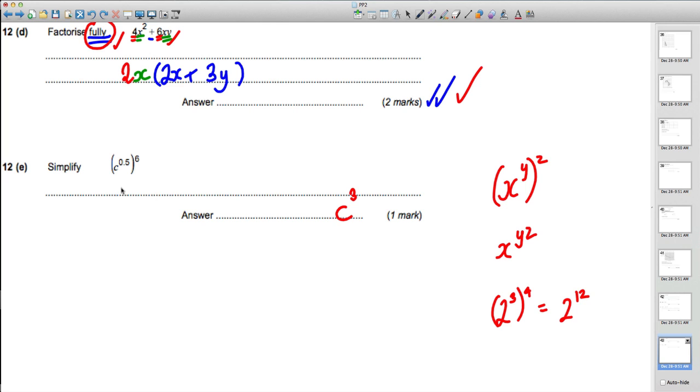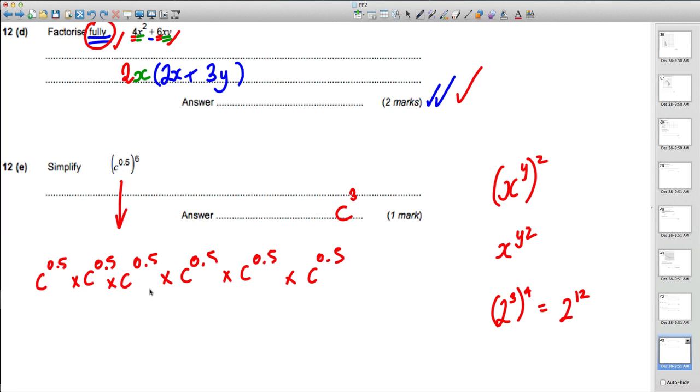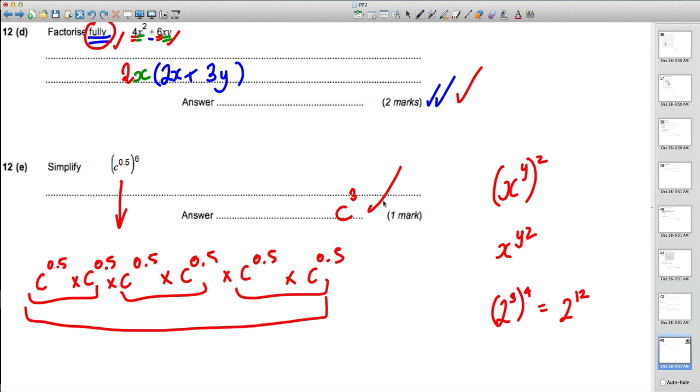Now, if you're stuck at remembering these rules, just think what this means. This means c to the 0.5 times c to the 0.5 times c to the 0.5, 6 times. Now you know that when you multiply powers, you add the powers. So this would be c to the 1, c to the 1, c to the 1, and therefore it would be c to the 3. So remember your rules or just think logically.